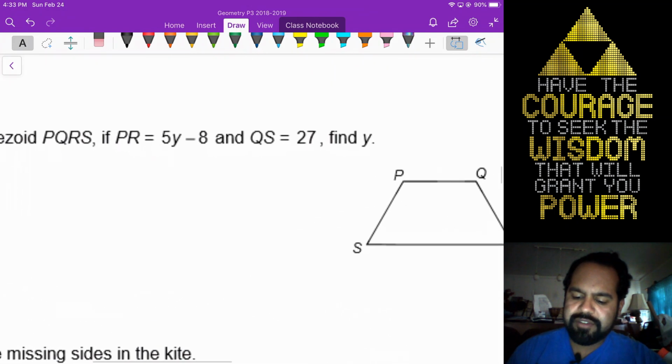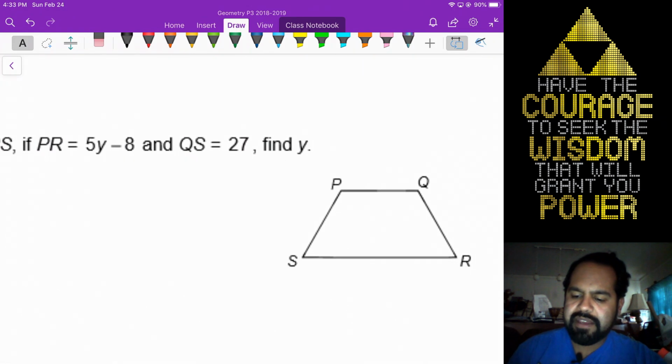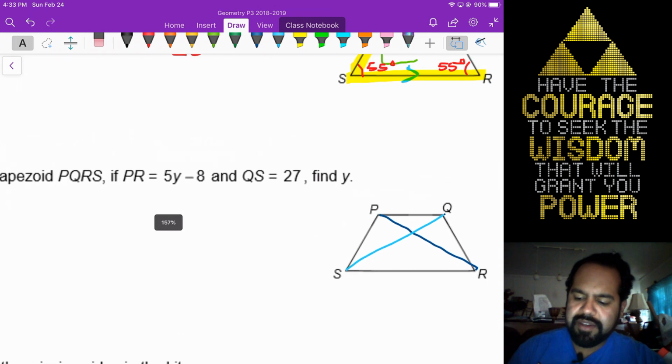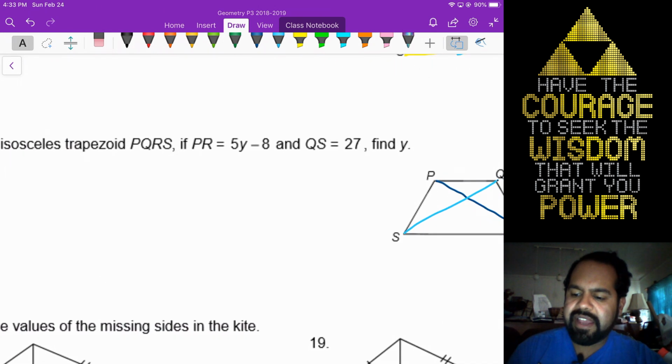Again, another isosceles trapezoid. Ooh, PR. So PR is this. QS is that. Hopefully, if you guys noticed, it does say that the trapezoid is isosceles. So that means our diagonals are congruent. So we're going to say 5y minus 8 equals 27.